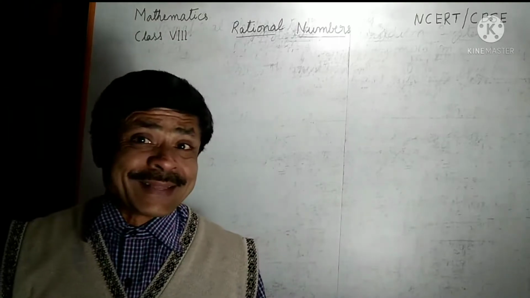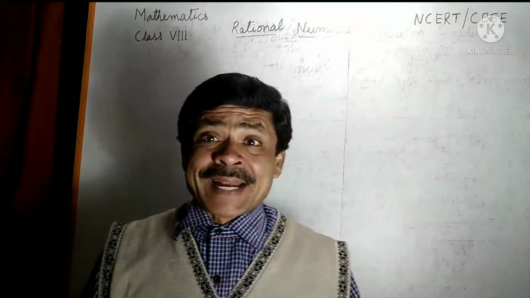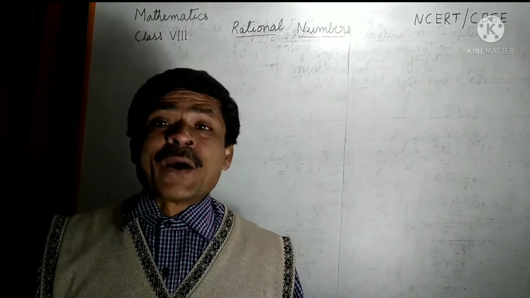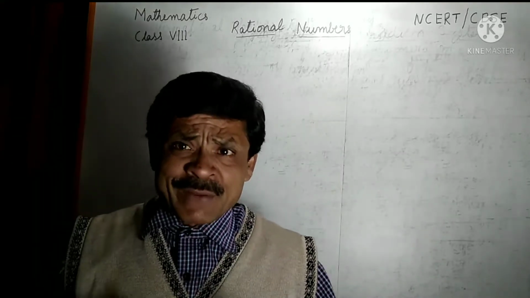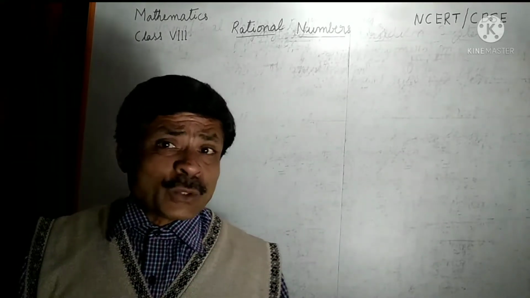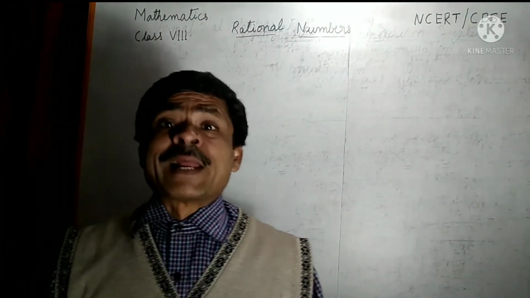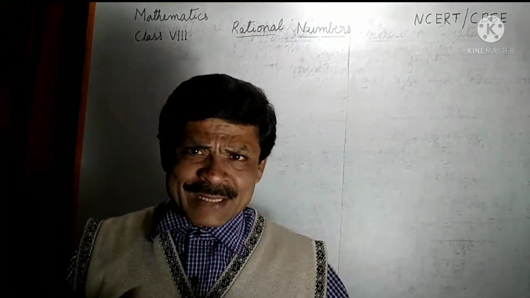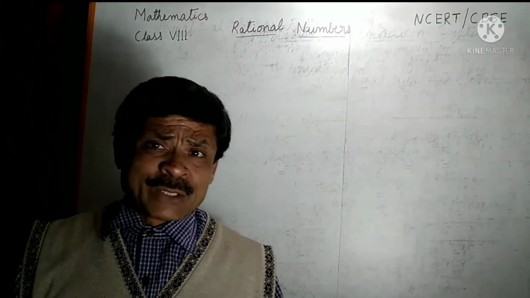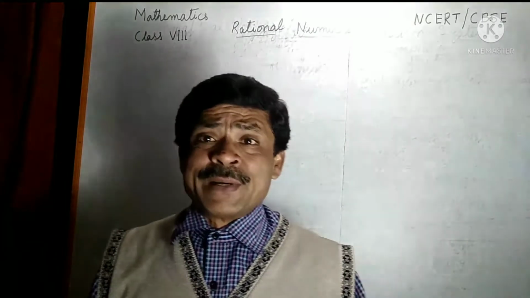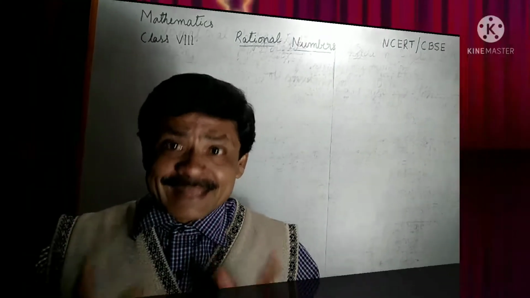Today let us continue with rational numbers, 8th standard mathematics, NCERT or CBSE. In previous videos you have learned closure property, commutative property and associative property of rational numbers. And today let us solve some problems related to associativity and commutativity. So without any delay, let us start.